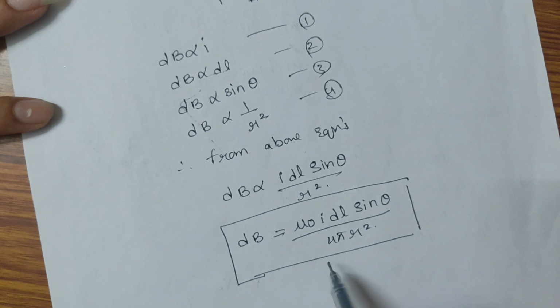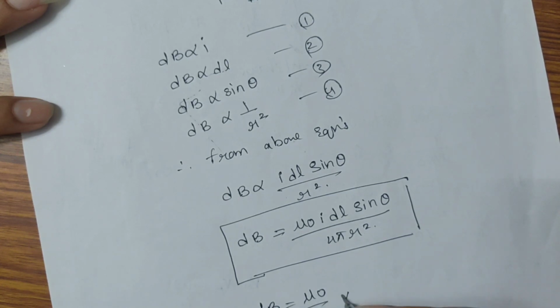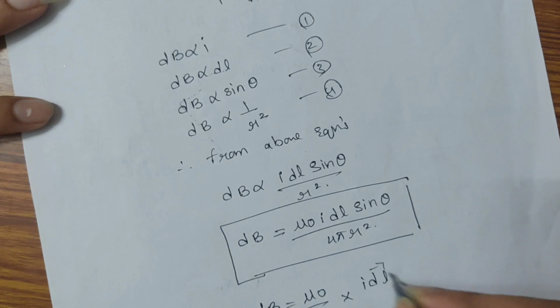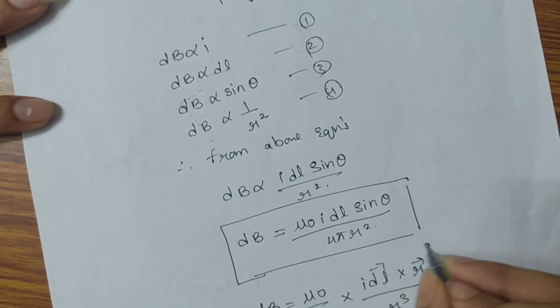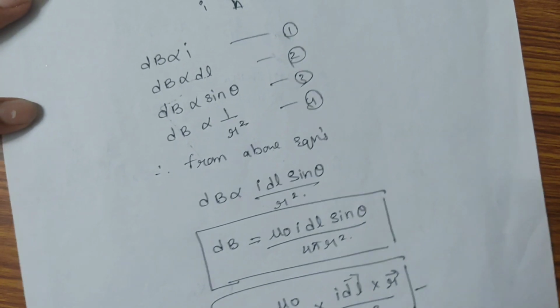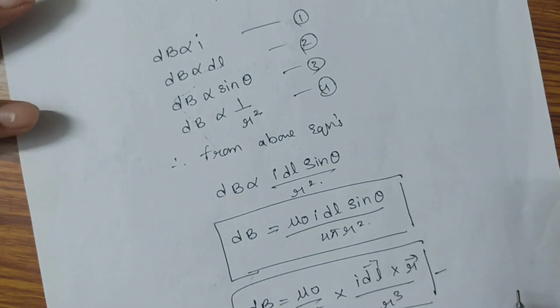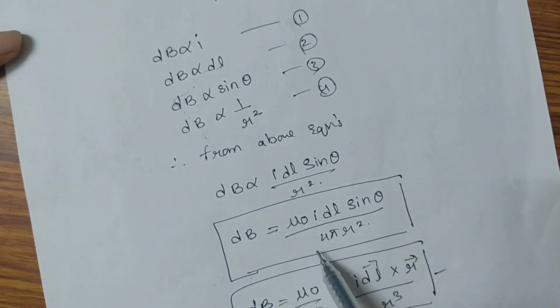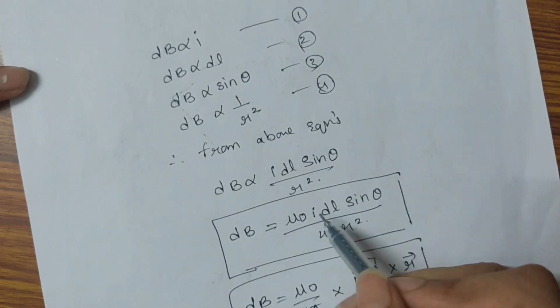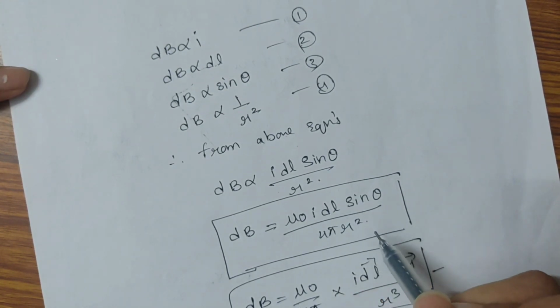The above equation shows the Biot-Savart law. In vector form, dB is equal to mu naught by 4 pi into I dl cross r by r cube. You can remember this formula as mu naught I dl sine theta by 4 pi r square.